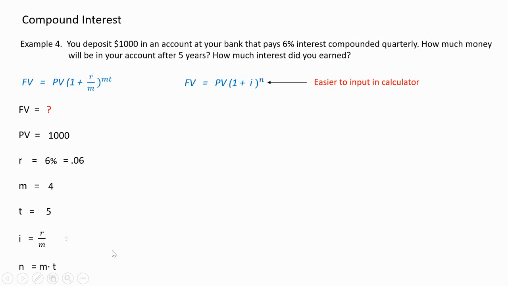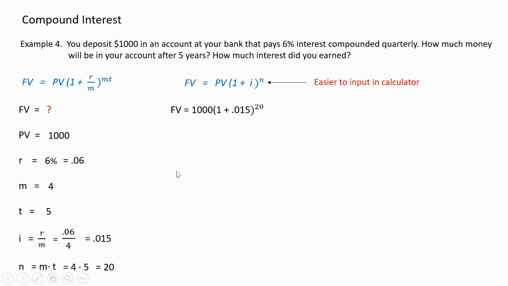So for the I, it is R divided by M. If it gives you a definite number, that's what we use. You see, this is nice and rounded, 0.015. You never round up, guys, because most of the time it's going to ask you to round to the nearest penny. So if you round off here, you're going to get the wrong answer because you rounded too early. And the N is M times T, right? 4 times 5 is 20.